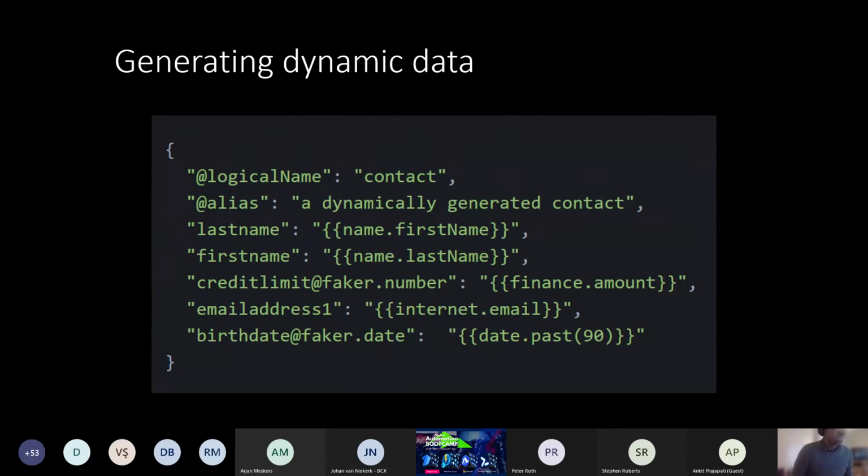We've also added something so you can generate dynamic data. We've added faker.js. As you can see, we've got some parameterized values here, like first name and last name, which will generate a string that looks like a first name or last name. You've got finance.amount, which will generate a number or a figure. You've got internet.email, which will generate an email address. You've also got date.past90, which will generate a date within the past 90 days.